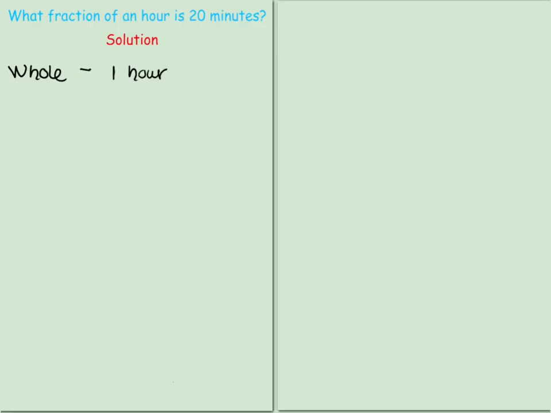Now the part they are talking about is 20 minutes. Before we can express it as a fraction, we need all the units to be the same. So instead of 1 hour, we can rewrite it as 60 minutes. And remember, for a fraction, we said it is A over B. The A, which is your numerator, is the part, and the B, which is your denominator, becomes the whole.